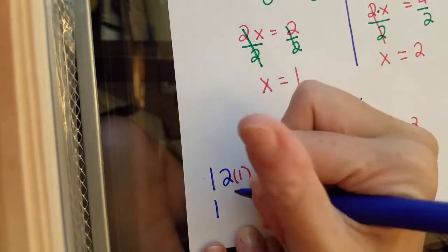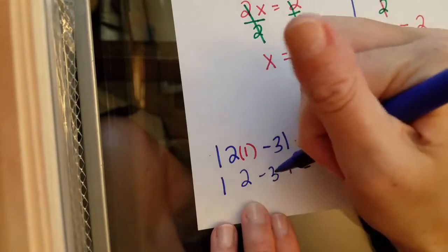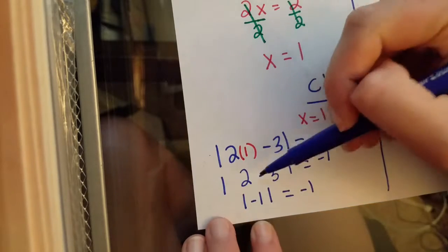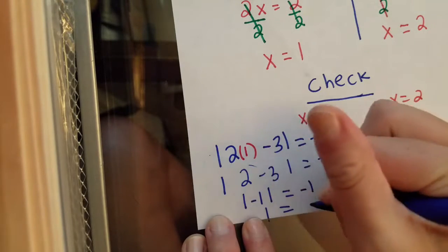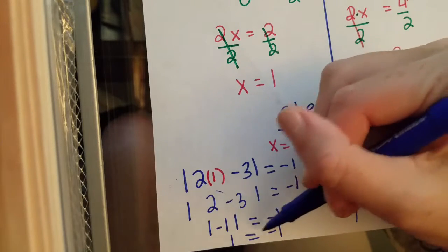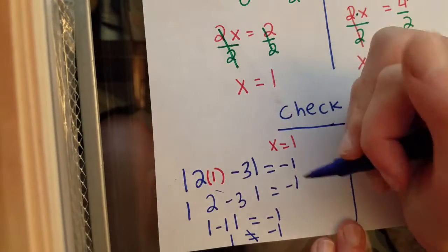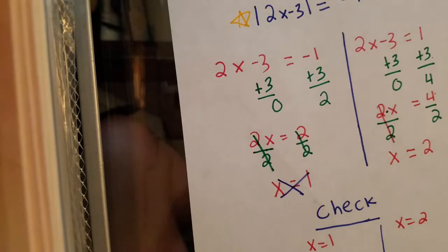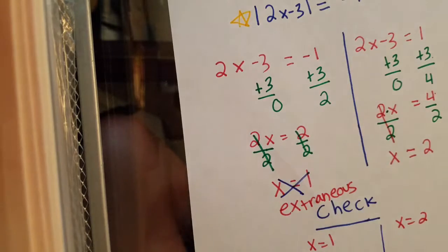So 2 times positive 1 gives me a 2. Minus 3 equals negative 1. 2 minus 3 gives me a negative 1. And remember you guys, absolute value makes everything turn positive, so the absolute value of negative 1 is a positive 1. Holy hot dog, you're probably like, wait a minute, Miss Long, something is off. 1 does not ever equal negative 1, never. Okay, and we can put a slash through that saying that does not work. So since this did not work, we know that x equals 1 is not an answer, and we call that answer extraneous. Does not work, so it is called extraneous.